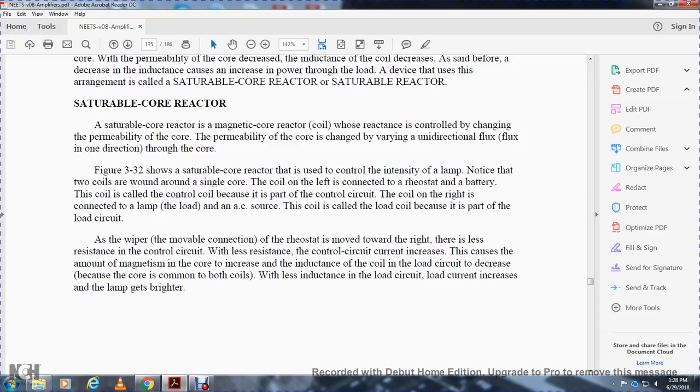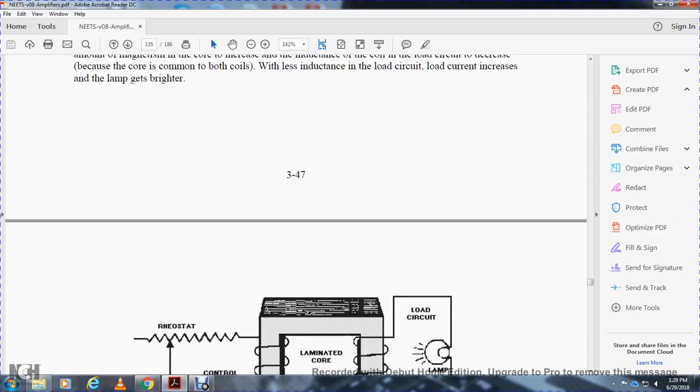As the wiper of the rheostat is moved from the right toward the left, the resistance of the control circuit decreases and the control circuit current is increased. This causes the amount of magnetism in the core to increase. The inductance of the load coil decreases because the core is common to both coils. With less inductive reactance in the load circuit, the load current increases and the lamp gets brighter.